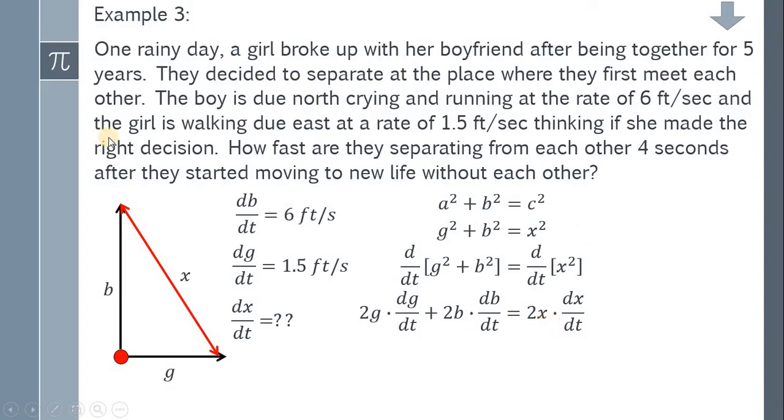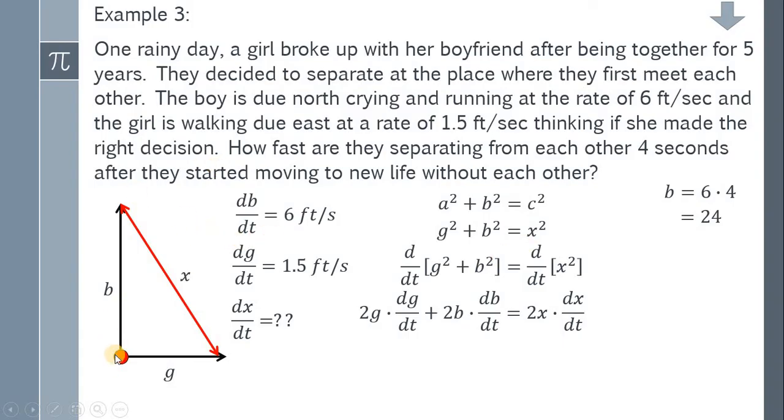Now, balikan natin yung question. How fast are they separating from each other after 4 seconds? Now, in this case, after 4 seconds, gano'n nakalayo si boy at gano'n nakalayo si girl. Now, tandaan natin na si boy ay tumatakbo papuntang north at a rate of 6 feet per second. So, after 4 seconds, gano'n na siya kalayo. So, we have 6 times 4 or simply 24 feet. So, si B ay 24 feet na.